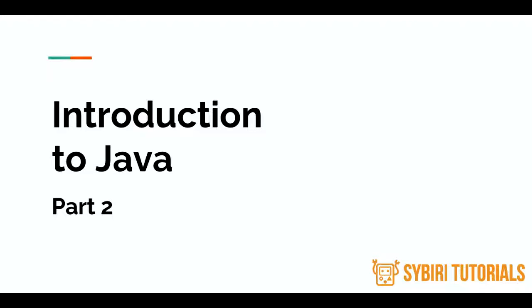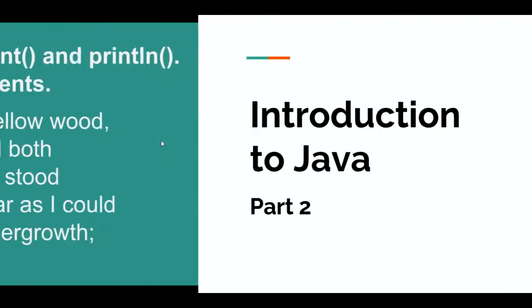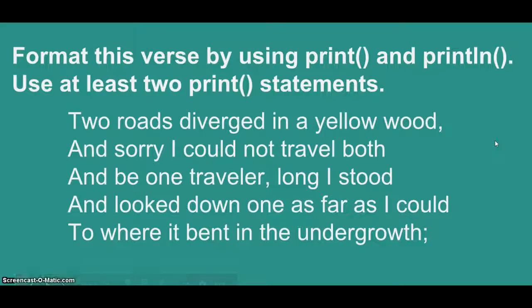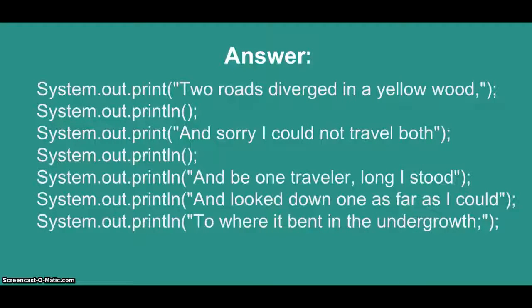Welcome to part 2. Today we'll be learning about concatenation and escape sequences, but let's go over the homework answers from part 1 first. So I asked you to format this verse of poetry, and you had to use at least 2 prints, and your answer should look something like this. My intention was to get you to use print line to start a new line, because if you just used print, it would just continue printing on the same line.